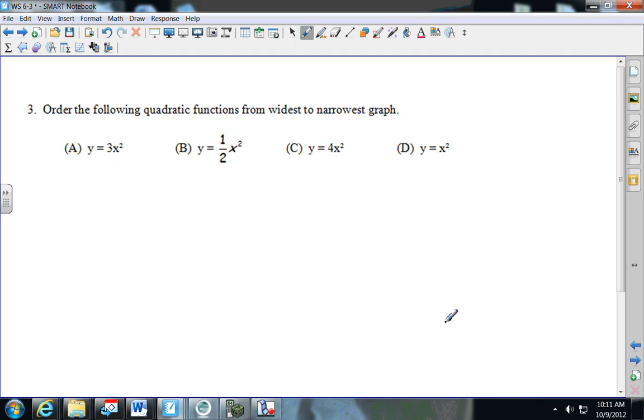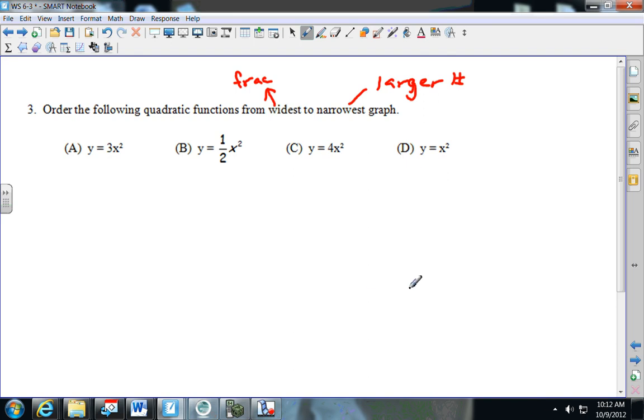The next one says, order the following quadratic functions from widest to narrowest. Remember, widest starts with your fractions. Narrowest goes to the larger number. I want to remind you, though, that when we're talking about width, the positive and negative don't have anything to do with it when I'm talking about how big the number is. Positive and negative only tell you how you're opening, upward or downward.